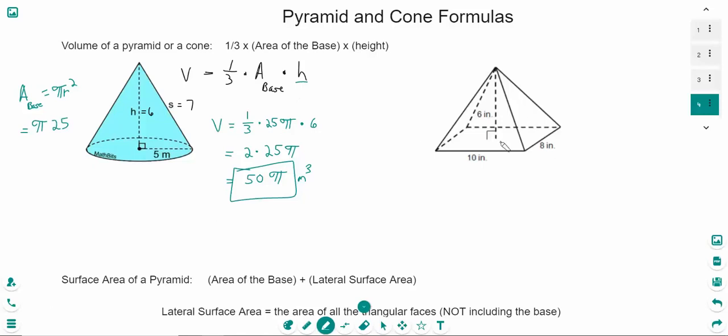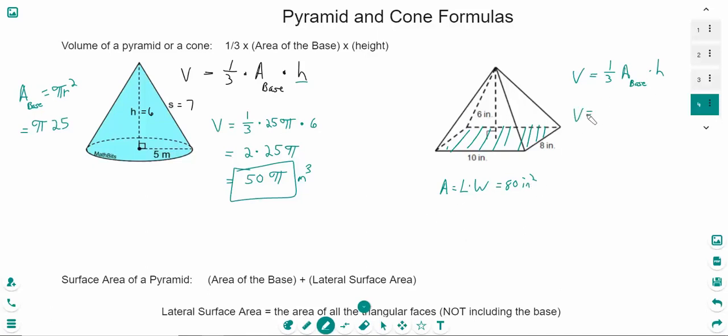Now let's take a look at this pyramid here. Here we're trying to find the volume again, so the formula is the same. It's volume equals 1/3 times the area of the base times the height. So what do we have for a base here? That's key. Here's the base. It's this polygon at the bottom. It looks like it's a rectangle. And how do we find the area of a rectangle? The area of a rectangle is length times width. So 10 times 8 is going to be 80 inches squared.